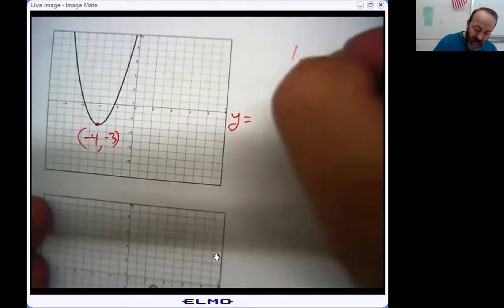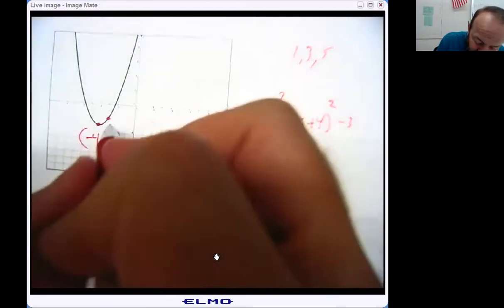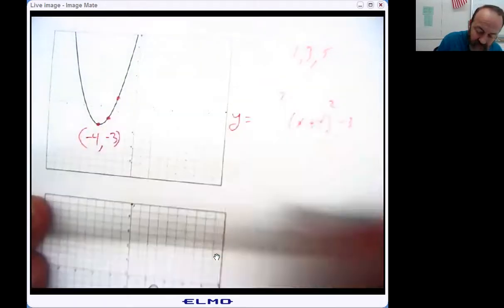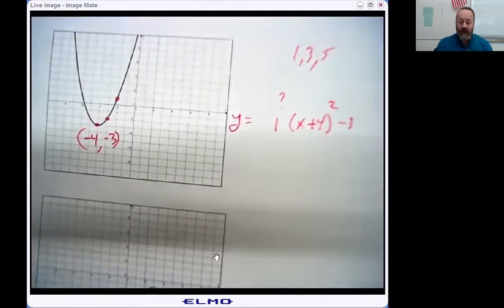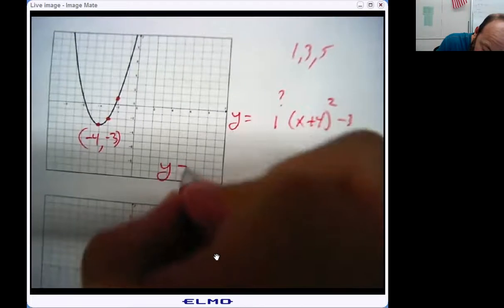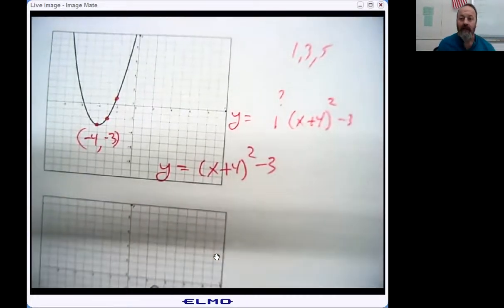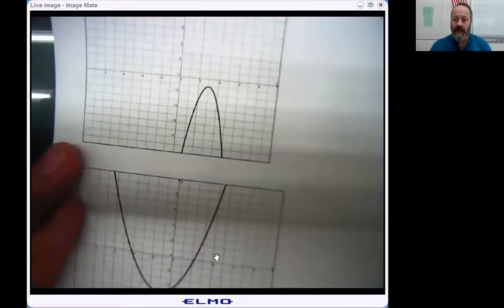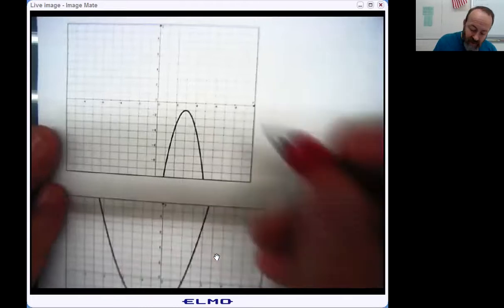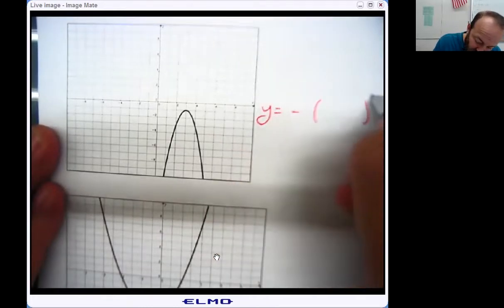So I'm going to look for my 1, 3, 5 pattern. And I notice in this one, if I go over 1 up 1, and over 1 up 3, it in fact holds, which means I could put a 1 there, but I don't have to. In other words, the equation of the graph is simply y equals (x + 4) squared minus 3. Now, of course, in the second question, you would right away realize, oh, well, it's definitely going to have some kind of a negative in there, isn't it? Because it is going down.